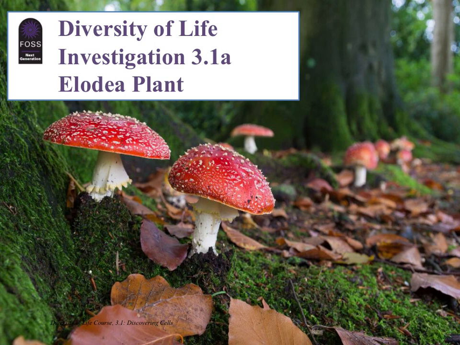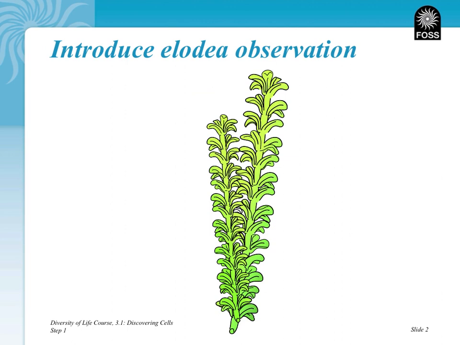We're going to start by looking at the leaves of a common aquatic plant called an Elodea, or Elodea, depends on how you pronounce it. So that's what we're going to be using as our first inclination to see what plant material is made up of. Here's an illustration of what an Elodea plant looks like.